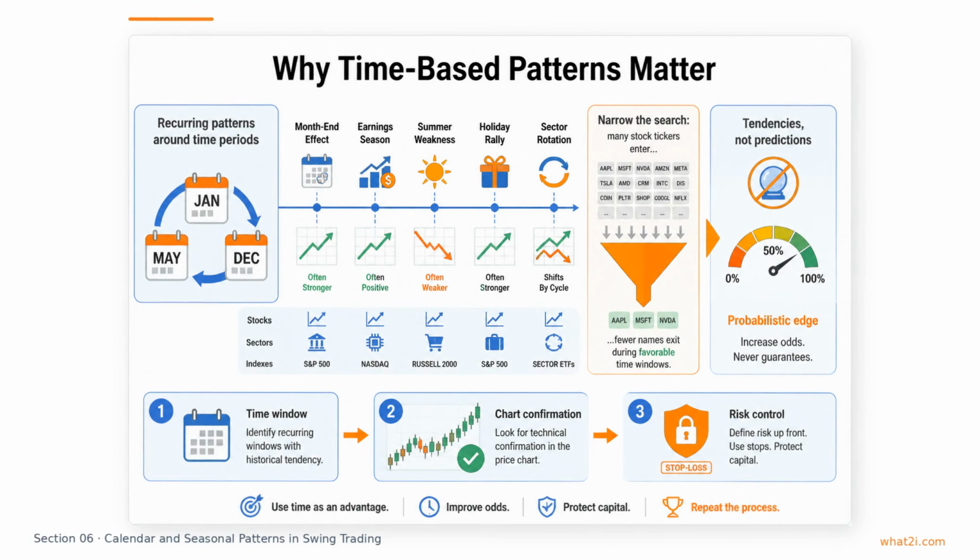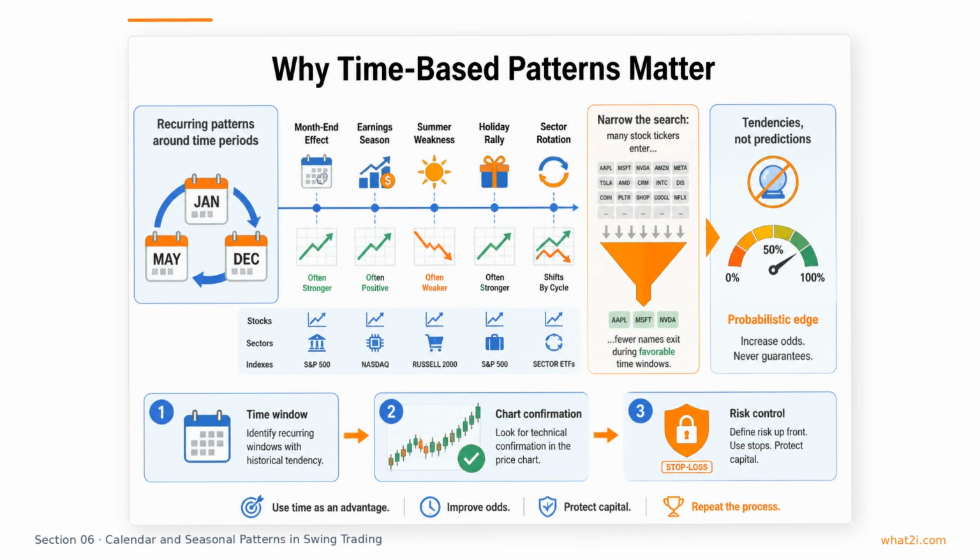Time-based patterns matter because they can help narrow your focus before you even look for a chart setup. Certain months, weeks, and business seasons tend to create recurring behavior in stocks, sectors, or indexes. That does not mean the market repeats perfectly, only that some windows have historically shown a directional bias more often than others. For swing traders, that kind of context can be useful because it matches the multi-day to multi-week holding period well. The value is probabilistic, not predictive. These patterns can improve where you look, but they do not replace chart confirmation or risk control.